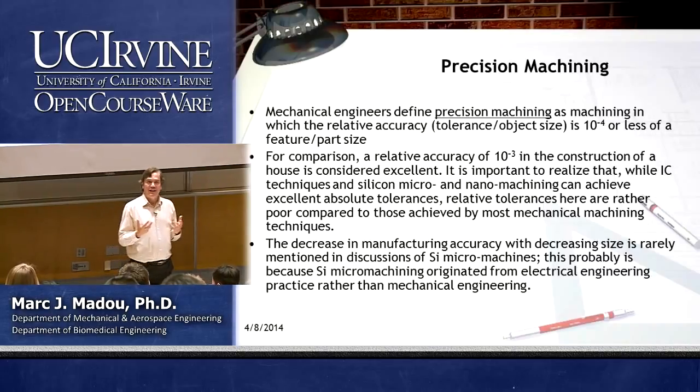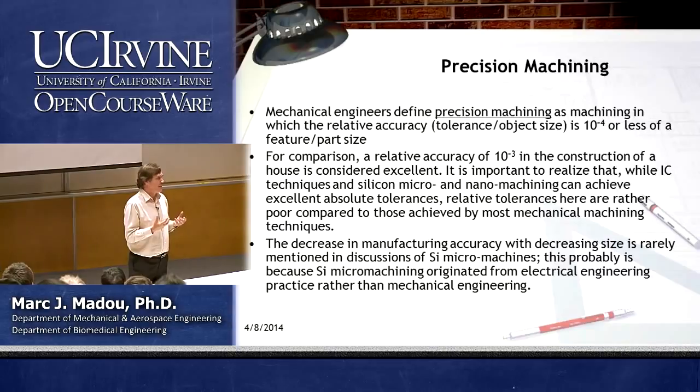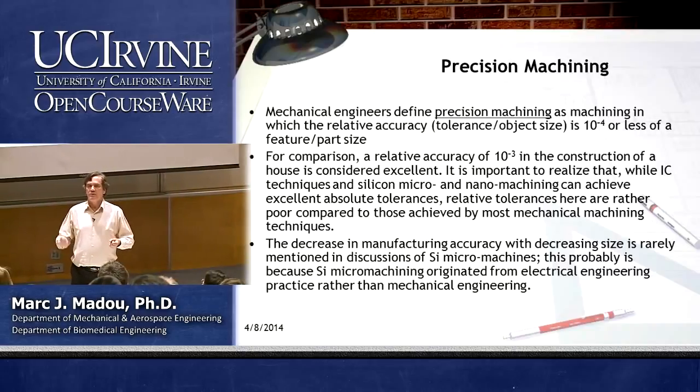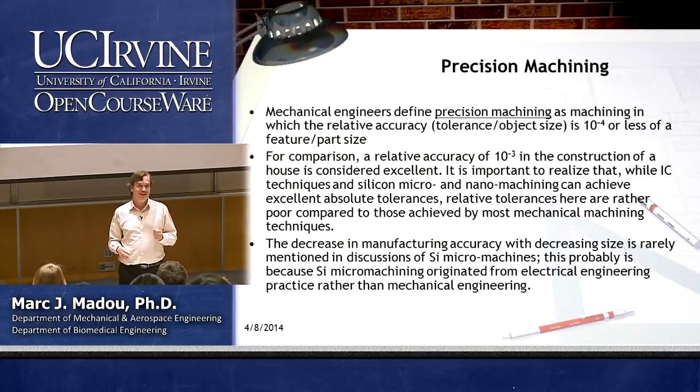So it's kind of funny, right? Electrical engineers, we've always been saying we make these very small things, MEMS, nanotechnology, but actually traditional mechanical machinists, in terms of relative tolerance, are way better, actually by up to 4 orders of magnitude.